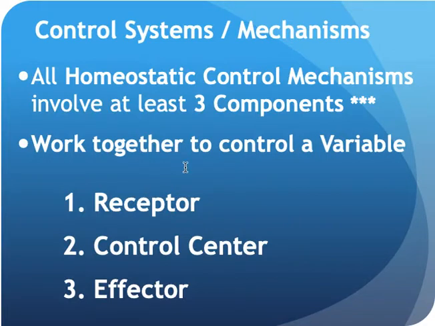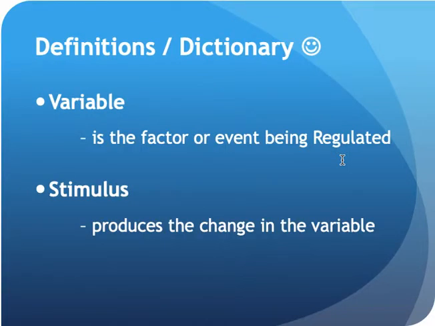Okay, but the 3 components are the receptor, the control center, and the effector, and again, they're working to control this variable, and then we're going to look at an example of that so that we know exactly what's going on, and it'll make it easier for us to remember. So again, definitions, dictionary, you want to look up: the variable is the factor or event being regulated, and then we're also going to have a stimulus in this equation, and this is what's producing the change in the variable.